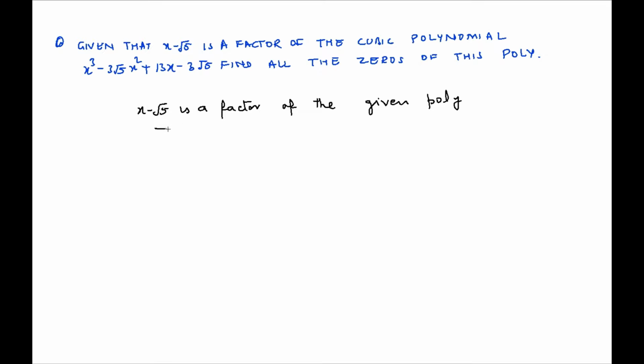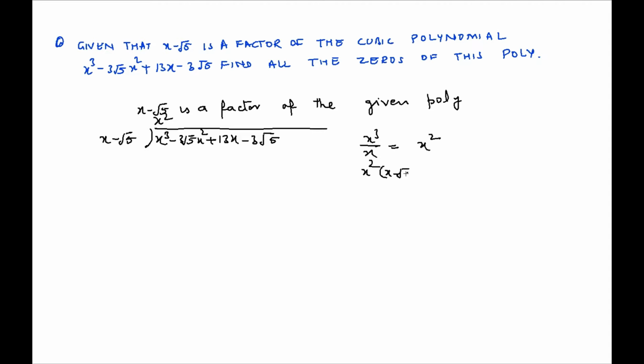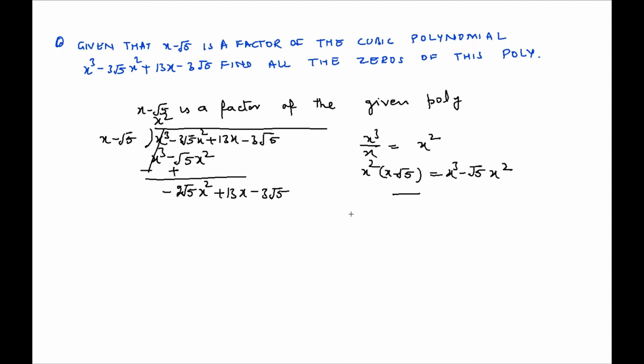So write x cube minus 3 root 5 x square plus 13x minus 3 root 5 divided by x minus root 5. So write x cube upon x, that will come out to be x square, that is the first term of the quotient. So multiply x square by x minus root 5, you will have x cube minus root 5 x square. So write x cube minus root 5 x square, change the sign, first term will be cancelled. You will have minus 2 root 5 x square plus 13x minus 3 root 5 as a new dividend.